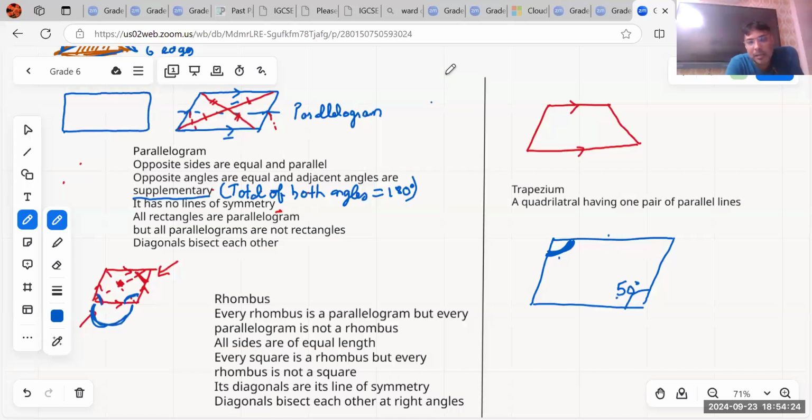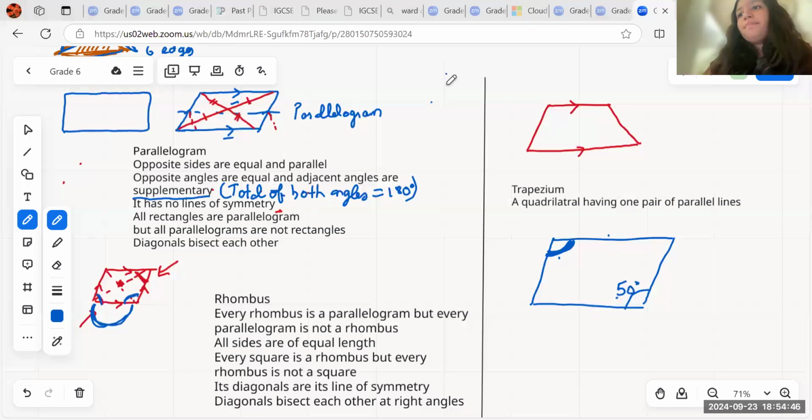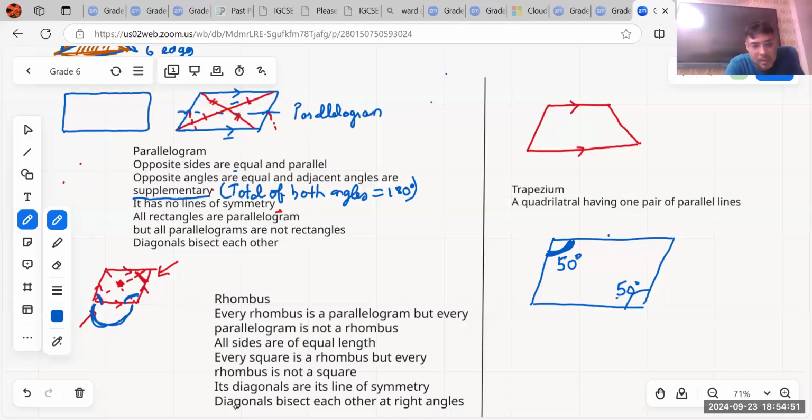Aman, you know the answer? Okay, Dia, you tell me. 50. Why 50? What's the reason? Because opposite angles are equal. Now, how much will be this? Beta, see, it is written here that opposite angles are equal. How much will be this angle?